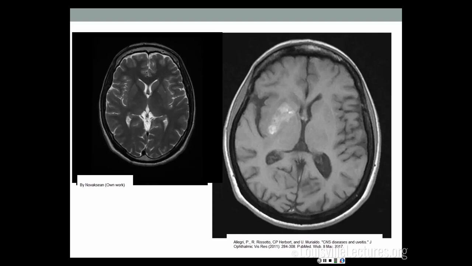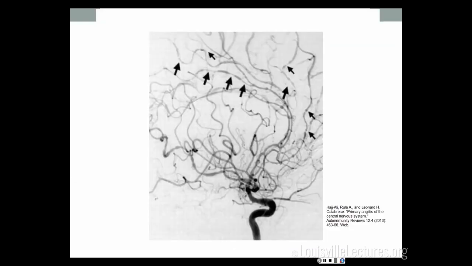MRI is not very good, but if it's normal, then it's very helpful. But the changes you see on MRI are not very specific. You may just see white matter changes, which you can't tell if those are old hypertensive changes or what. But if the MRI is normal, that's helpful. And angiographic imaging is terrible because there's a lot of things that can look like this. So neurology will see this and call us and say it's CNS vasculitis. And if you actually look at the literature, it's almost never CNS vasculitis. It's almost always something else.